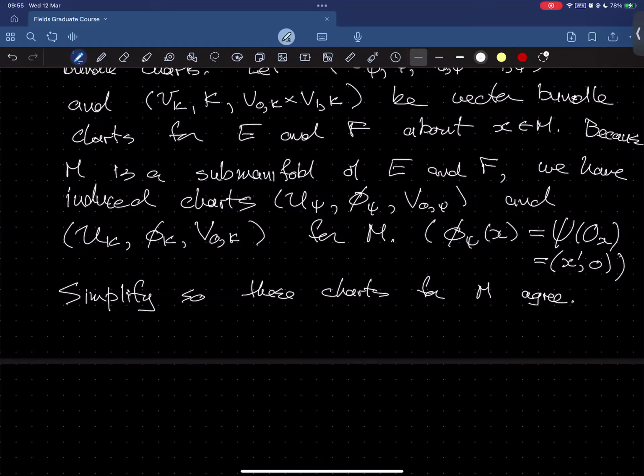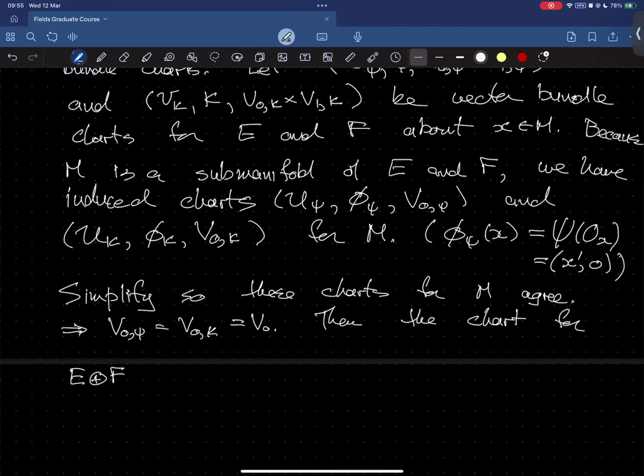Okay, so in particular, this gives that V zero psi and V zero kappa are the same, and I'll just call that V zero. Okay. All right. So then the chart for this new vector bundle.